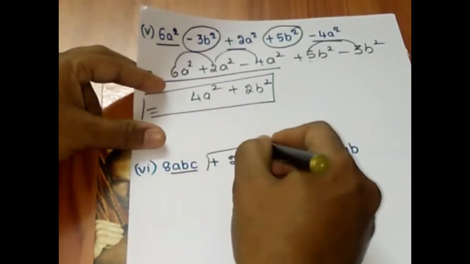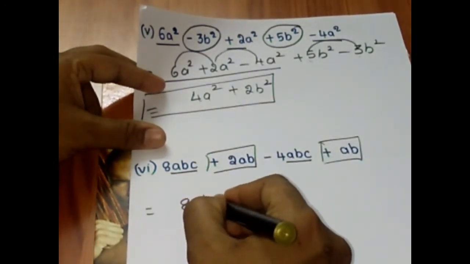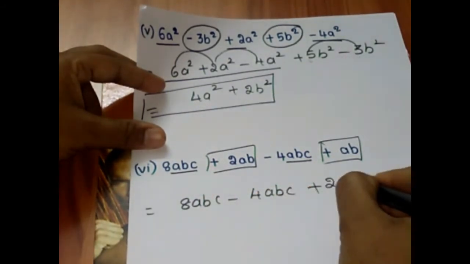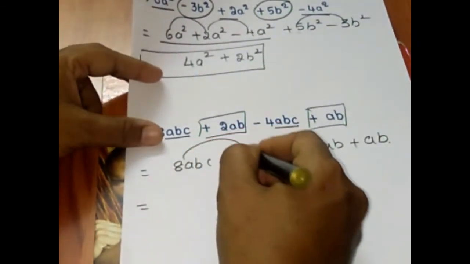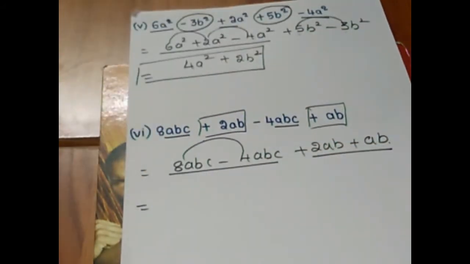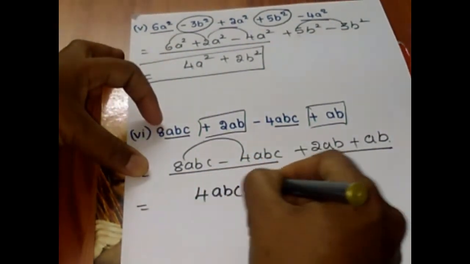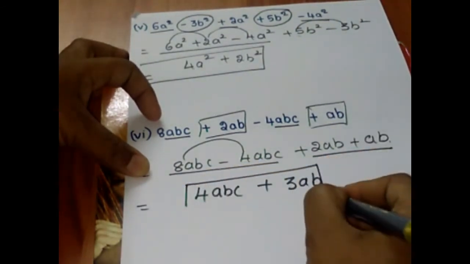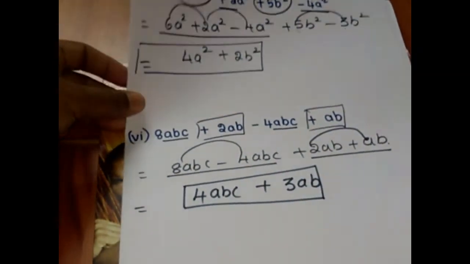ABC, ABC and second group with AB. So 8ABC minus 4ABC plus 2AB plus AB. So first 8 minus 4, first group, second group. First group, 8ABC minus 4ABC. 8 minus 4 is 4, so 4ABC. 2AB plus AB is 3AB because AB means it is 1AB. 2 plus 1 will be equal to 3. I hope you are following me, children.